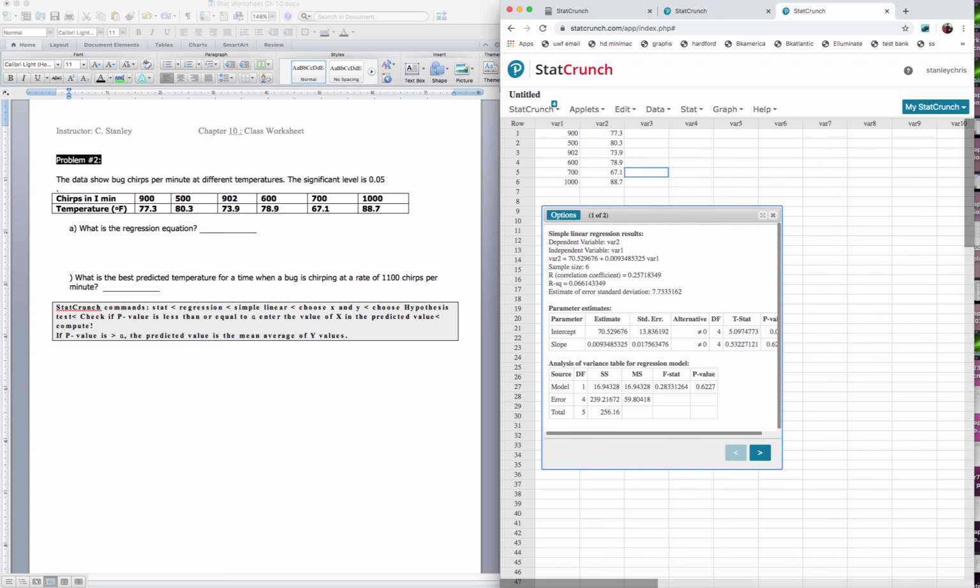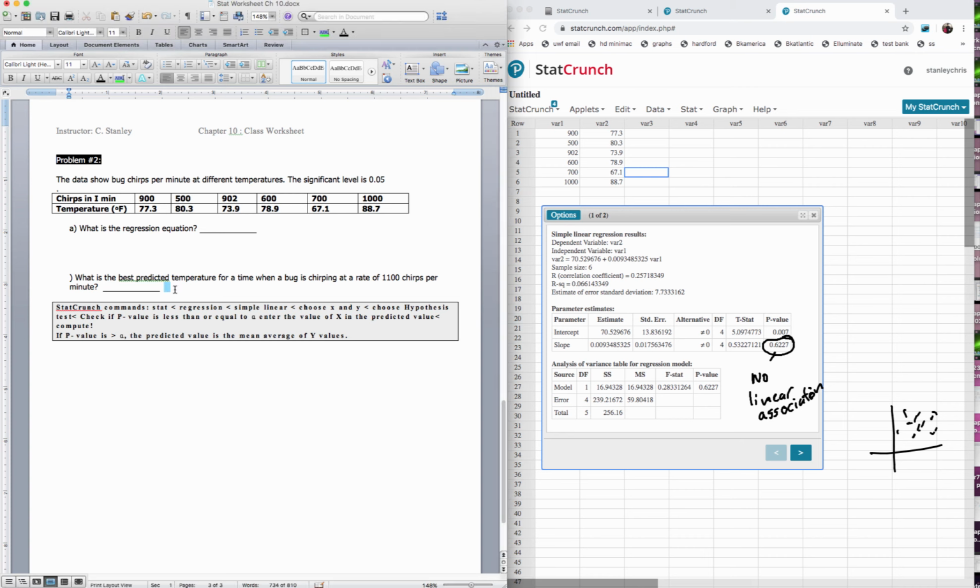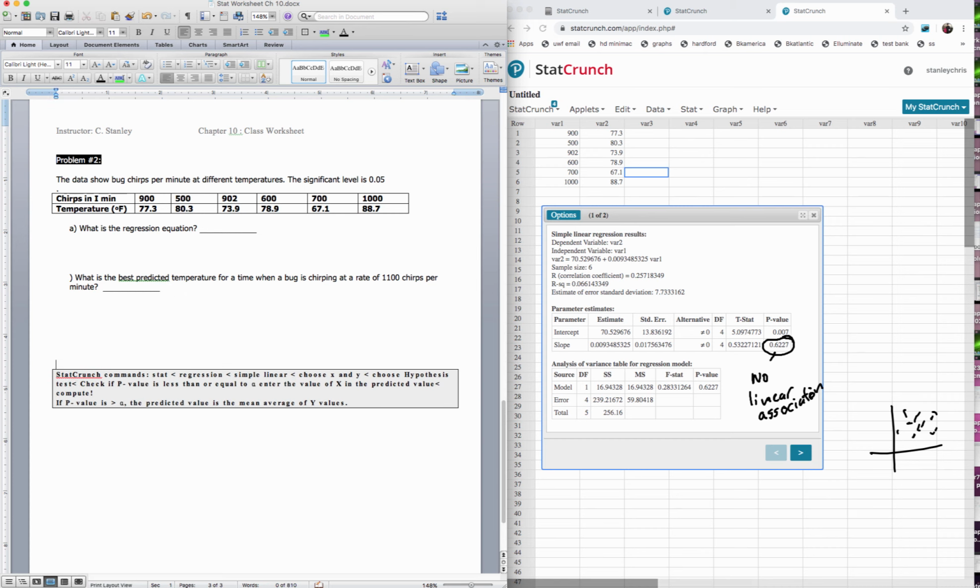Okay, so really before you start doing anything on 10.2, you always have to check this p-value. You have to check this, because what this is saying is that there's no linear association. Basically what that means is when I go look at this graph, it's probably going to look like there's no form or anything. So what that means is we can't use this equation. So here's our equation right here. Oh, no, the equation's right here, so I can put it here.